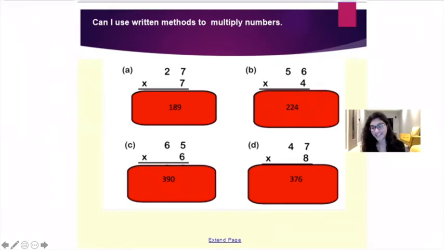Let's go through the answers then. We have A, 27 times 7. The answer is 189. We'll move on to part B, 56 times 4. The answer is 224. Then we have C, 65 times 6. The answer is 390. And then we have part D, which is 47 times 8 equals 376. So very well done.